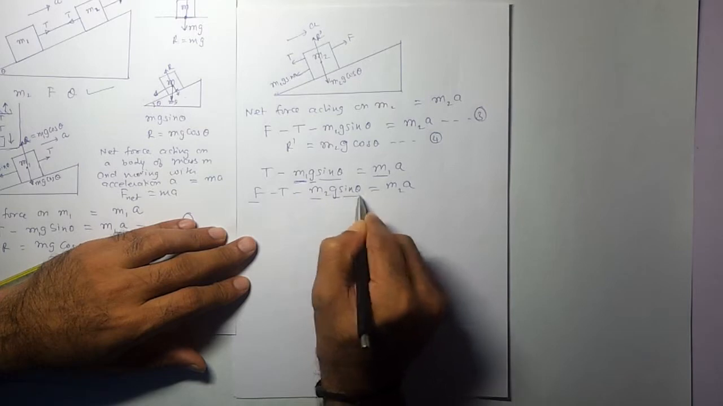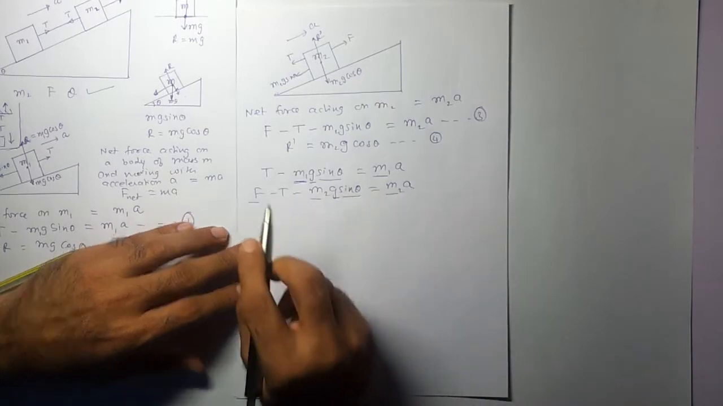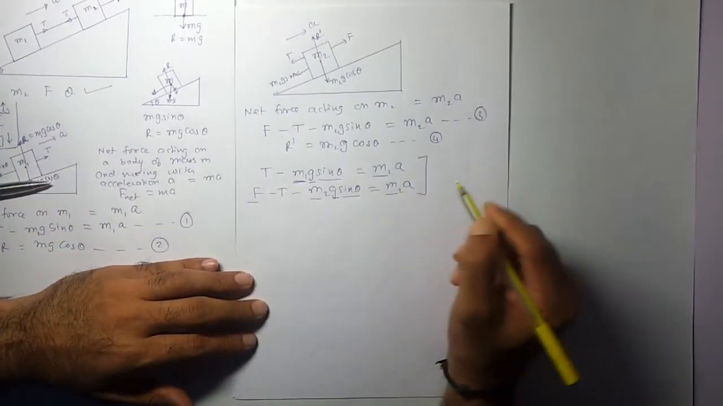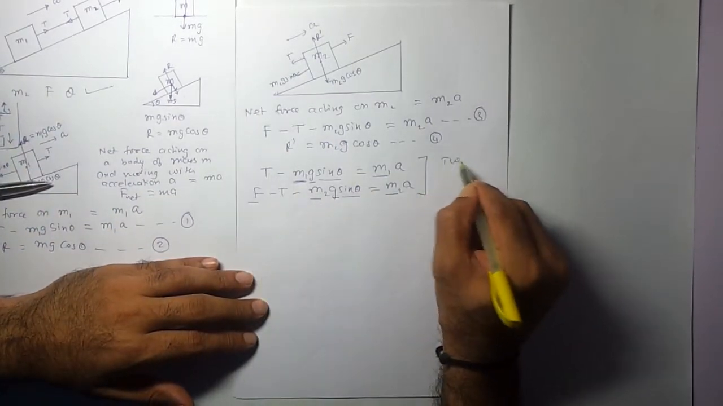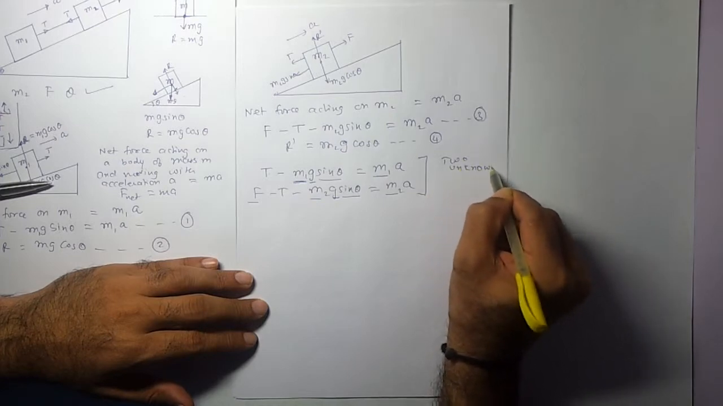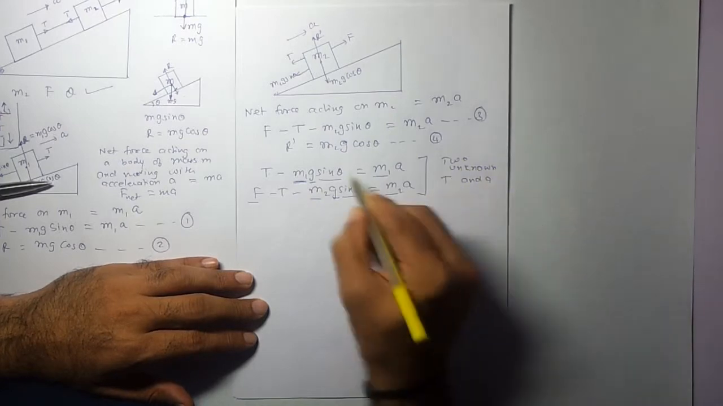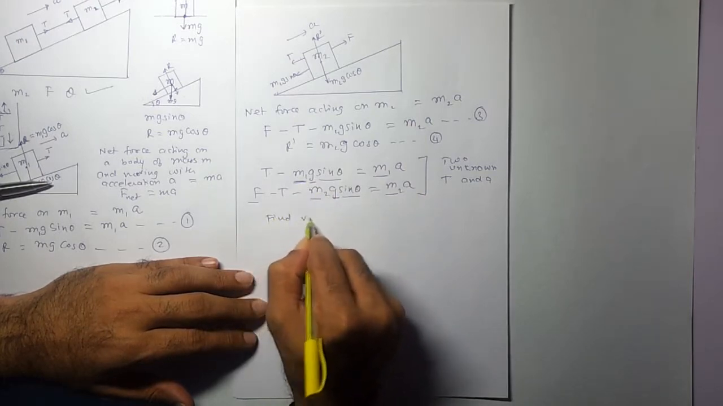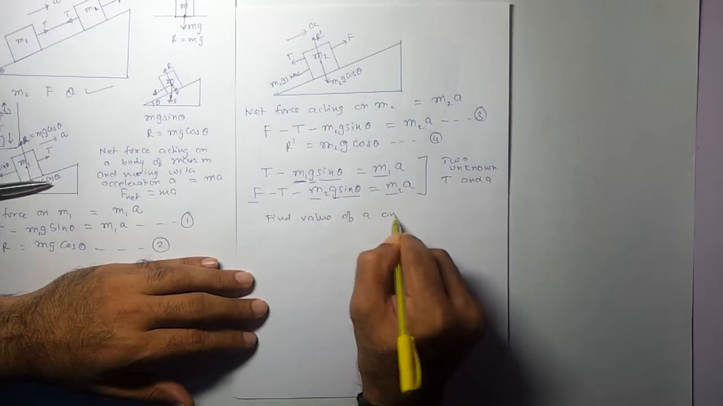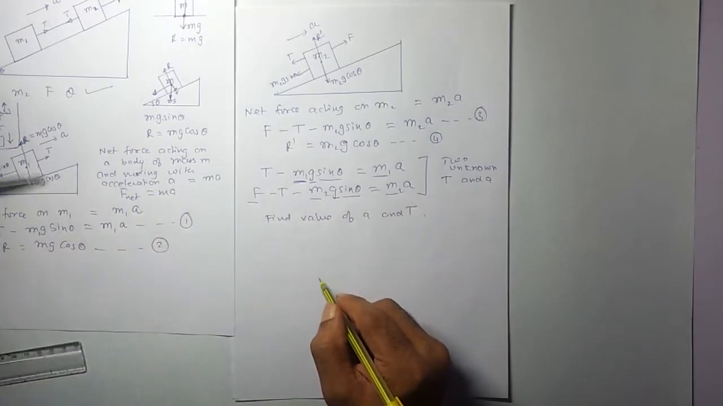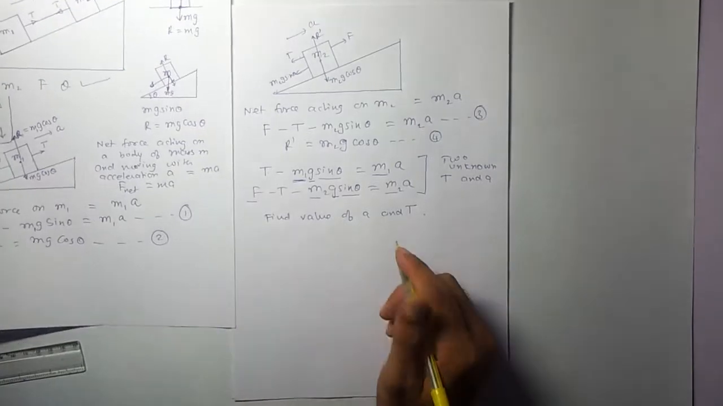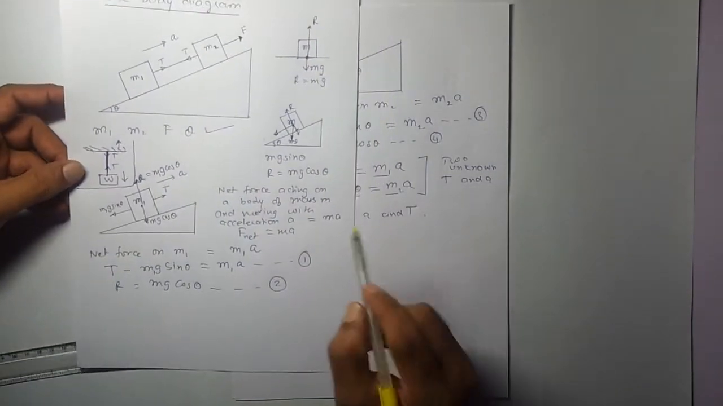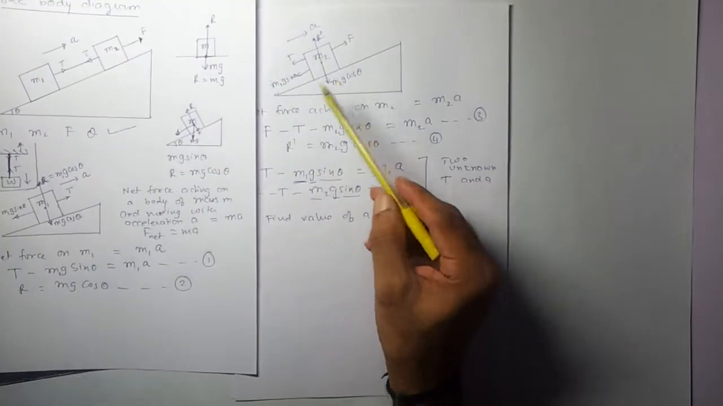So I have got two equations and two unknowns, T and a. If I solve these two equations, I can find the values of a and T. So this is how I would look at a problem on connected motion of two objects on an inclined plane. I look at each of them individually, look at the various forces, get equations, and then find a and T. Now everything about the objects' motion is known.